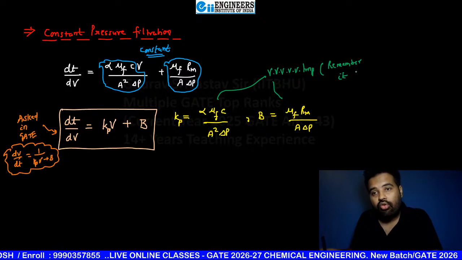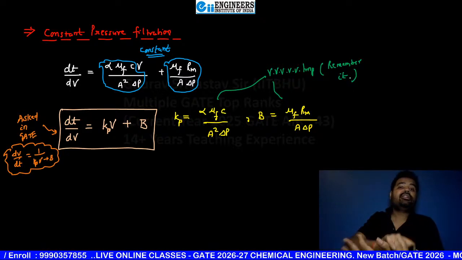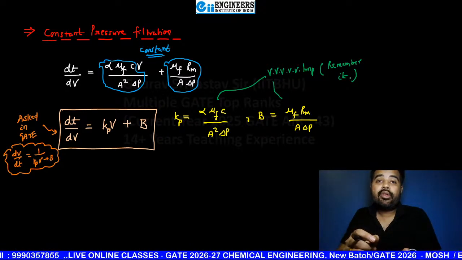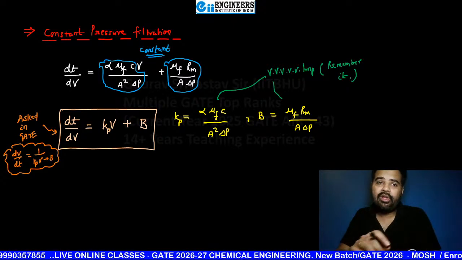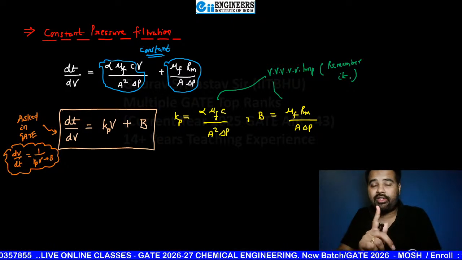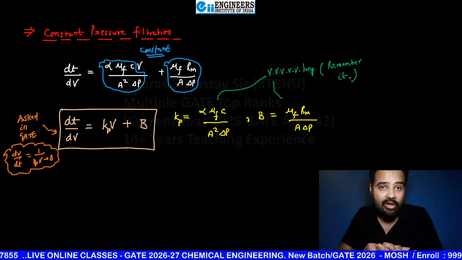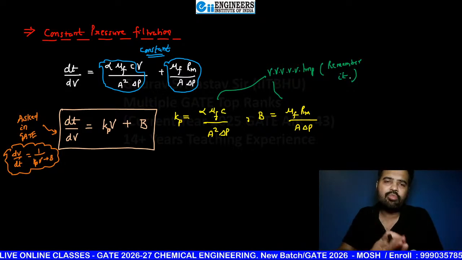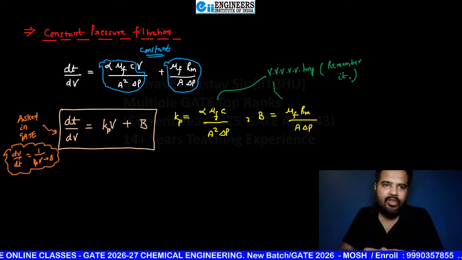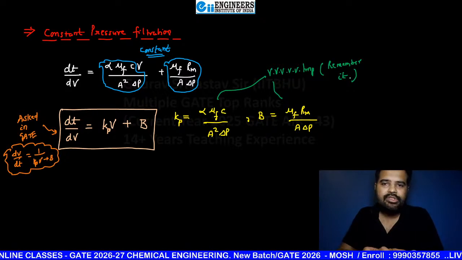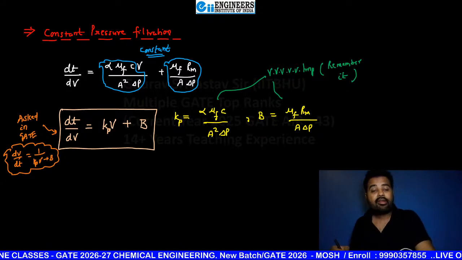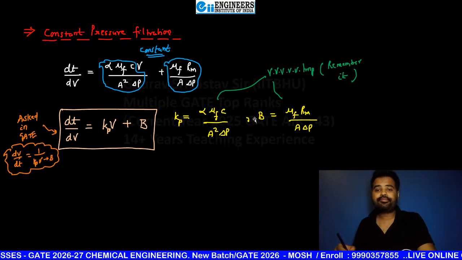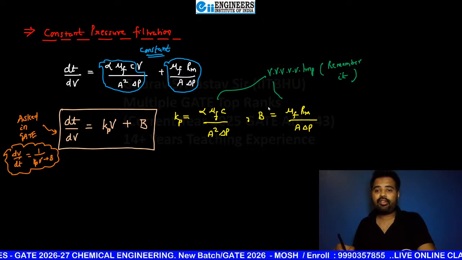And also try to write it after every 1 week at least one time. Whatever subjects you are reading, please write this equation once a week till the examination, so that you are not going to forget it. The equation is very very easy to remember. Alpha mu cv upon A square delta P plus mu Rm upon A delta P, dt by dv is equals to. Okay, so will everyone be able to do it? Everyone please tell me, beta.